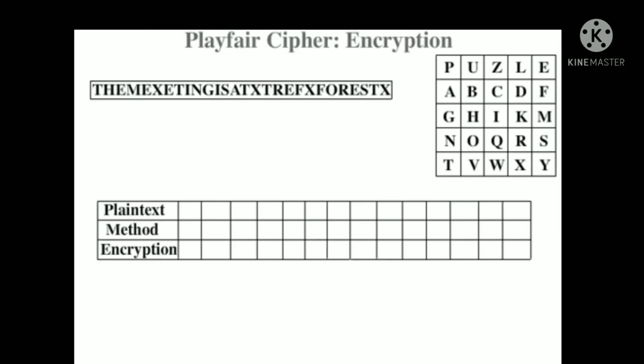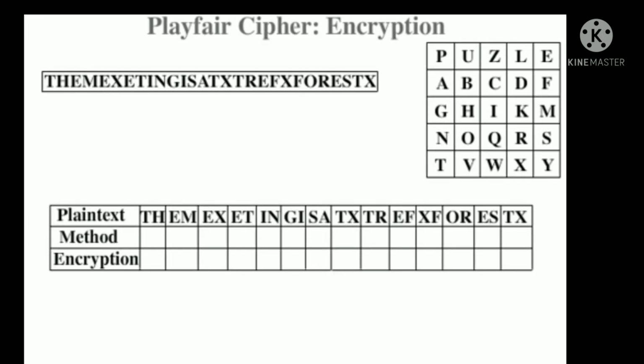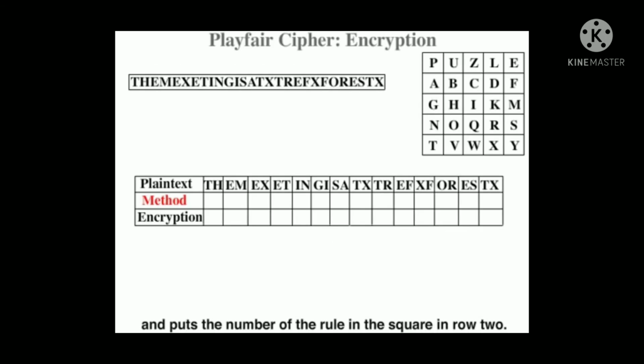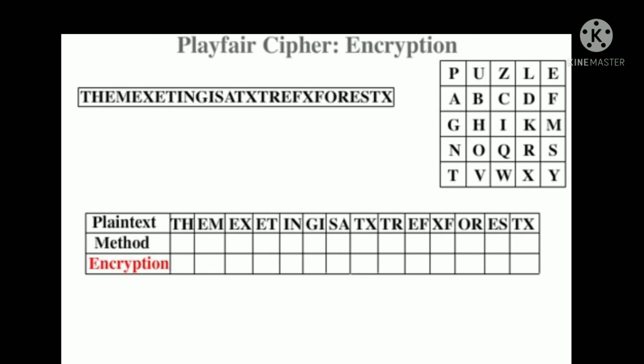I created the table. I placed two letters of the plain text in each square of the first row. Then, referring to the three rules, I decided which one is relevant to each group of two letters and put the number of the rule in the square in row 2. In row 3, I replace them with the encrypted letters, repeating this for the whole message.